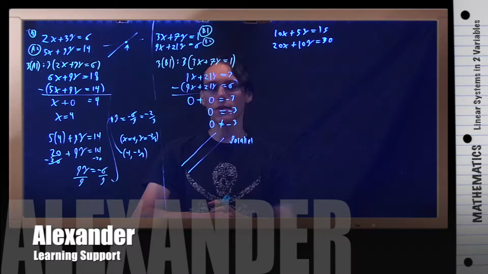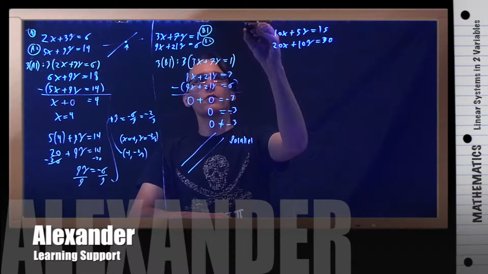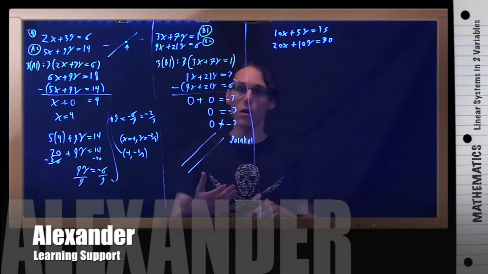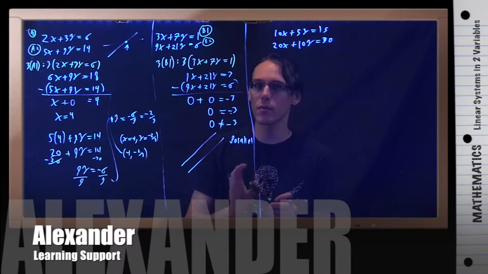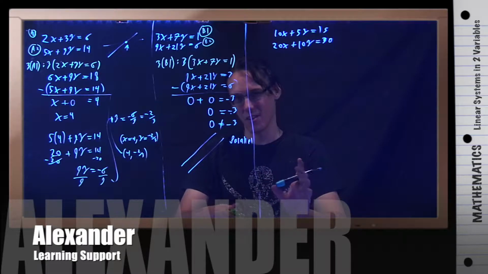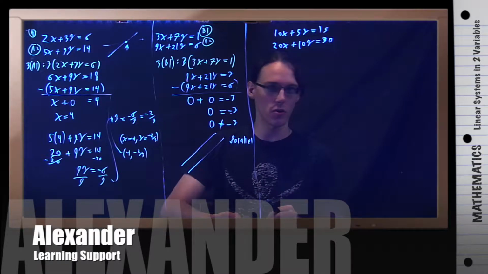These lines never cross. So it's important to realize that, because often students will get stuck because they'll do all the work, they'll get something like this, and they can't figure out what they did wrong. And the reason they can't figure out what they did wrong is they didn't do anything wrong. This system has no solution.